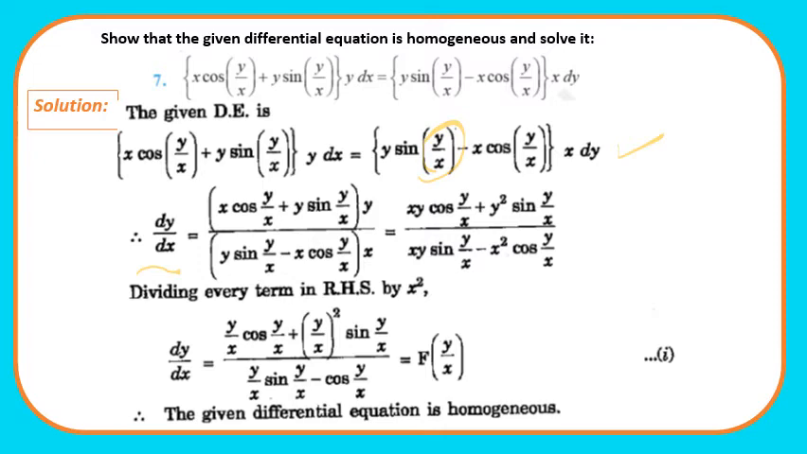So opening the bracket, we get xy cos(y/x) + y² sin(y/x) upon xy sin(y/x) − x² cos(y/x). So dividing the entire RHS, that is the numerator and denominator, by x², we get dy/dx = (y/x cos(y/x) + (y/x)² sin(y/x)) / (y/x sin(y/x) − cos(y/x)), which is a function of y/x. Therefore, the given differential equation is homogeneous.